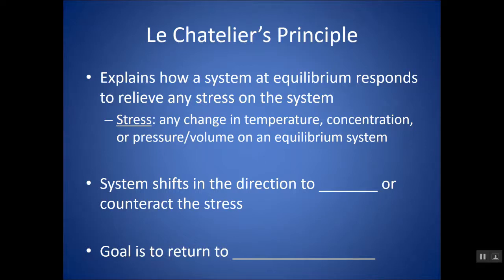Rather than the rates of forward and reverse reactions being equal, the reaction will either shift to the right and the forward reaction would increase, or the reaction might shift to the left and the reverse reaction would increase to counteract the stress. So the system is going to shift in a direction to reduce or counteract the stress in an attempt to return to equilibrium. That's the goal. And eventually, the system will neutralize this stress, and the system can return to equilibrium. And again, just remember the conditions to return to equilibrium. You have to have a closed system, it has to be a reversible reaction, and so on and so forth.